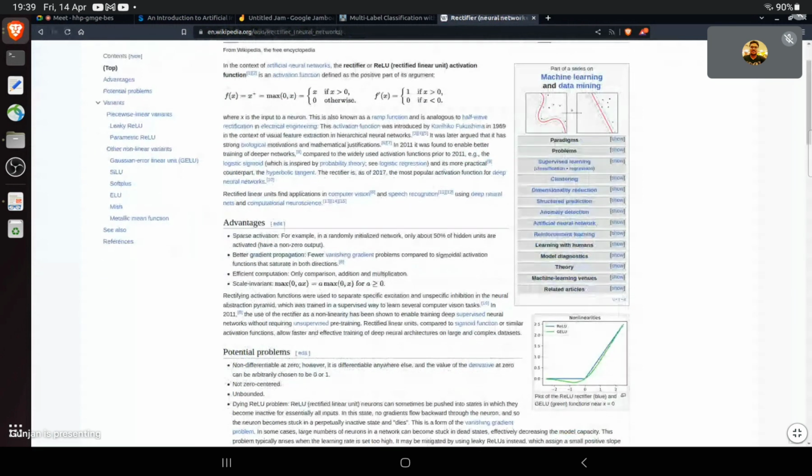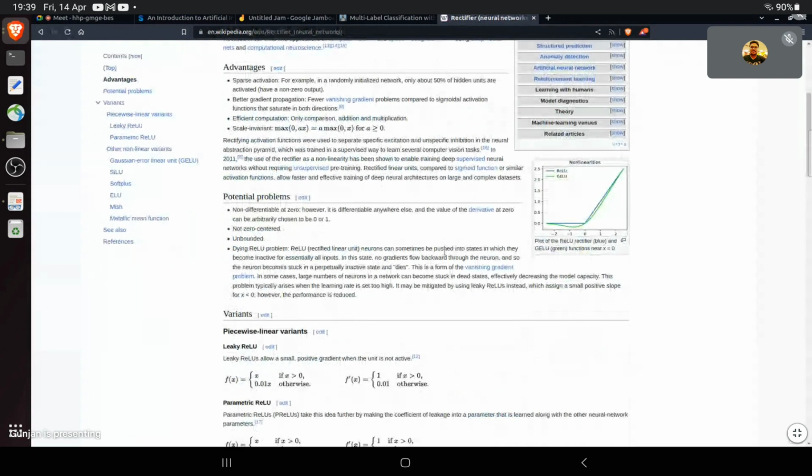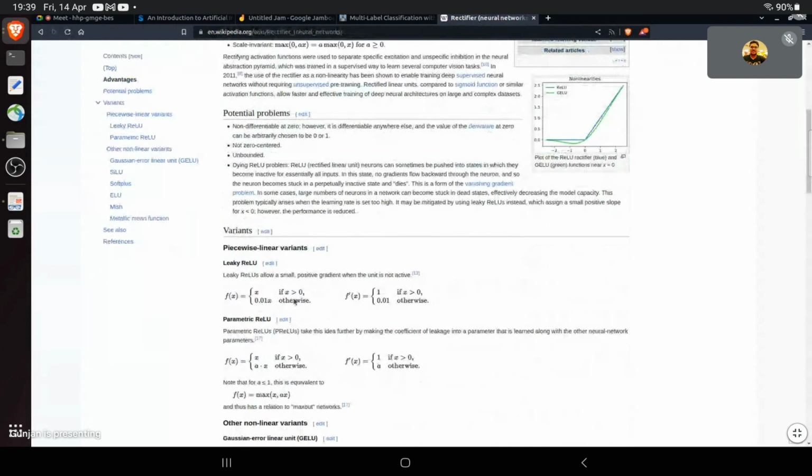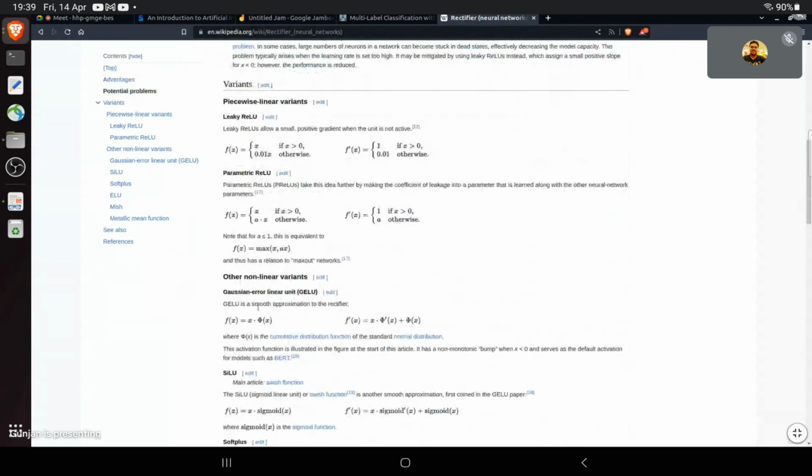Potential problems: not differentiable at 0. We are talking about GELU. Either you do Leaky ReLU, which I was talking about, like 0.01x, or otherwise there is GELU. GELU is a smooth approximation, which is f of x equals x times phi of x. And the differentiation of this must be crazy difficult.